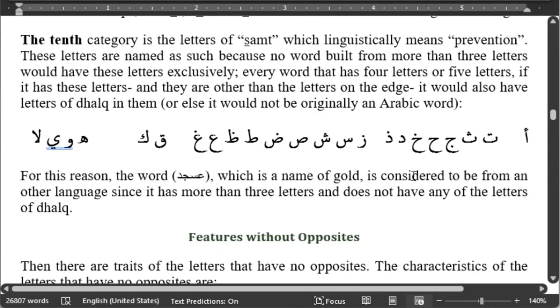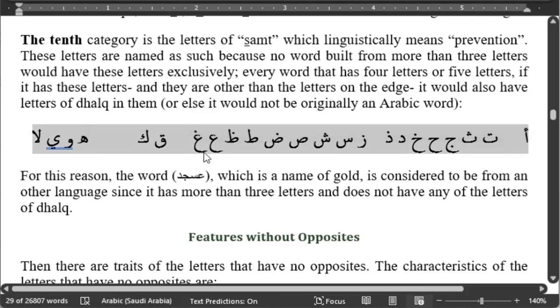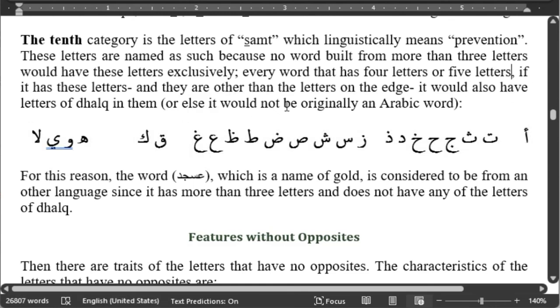The 10th category is the letters of samt, which linguistically means prevention. These letters are named as such because no word built from more than 3 letters would have these letters exclusively. Yani, every word that has 4 or 5 original letters, if it has these letters only and doesn't have any of the edgy letters, it would not be originally an Arabic word, according to a saying.